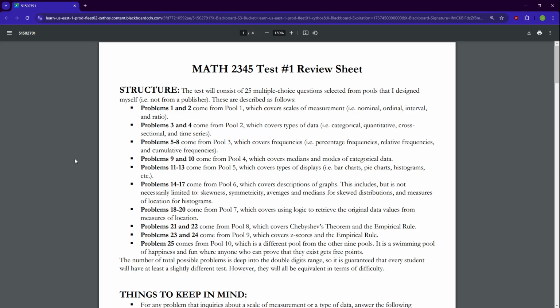Usually there's at least one student each semester who will freak out over problem 25. It's a freebie. Don't worry about it.